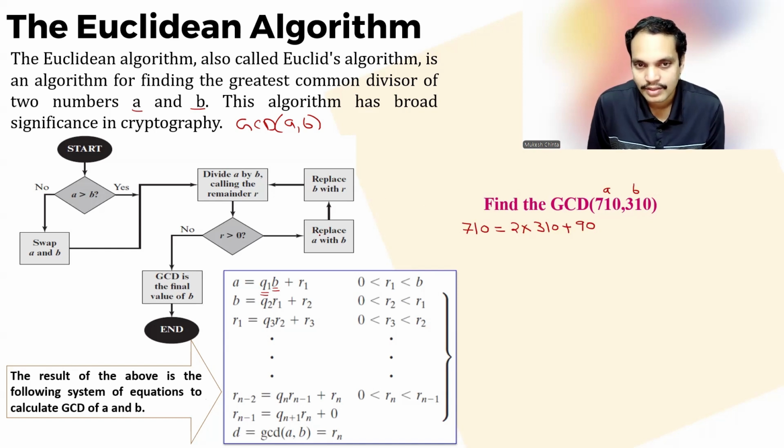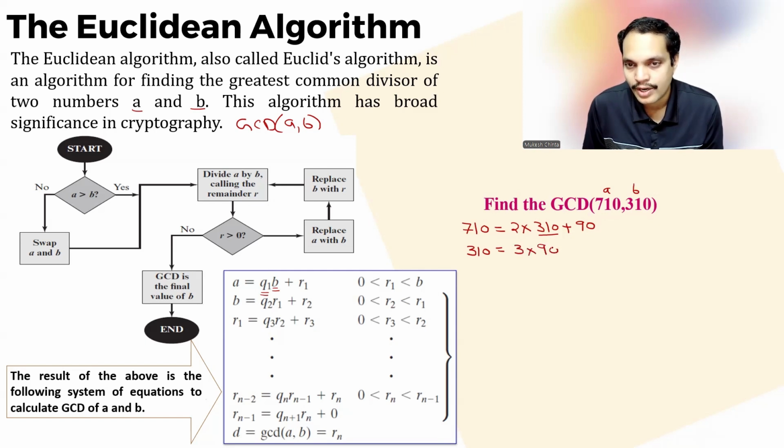Now, the remainder is not 0, isn't it? It is 90. It is greater than 0. So you replace A with B. Now for the second iteration, you're going to take this 310 and perform the same kind of operations again. So you divide 310, replace B with R. So 310 divided by 90. Your R becomes the B. So 3 into 90, which is 270, plus what is the remainder that is left here? 40. So this is R1, this is R2.